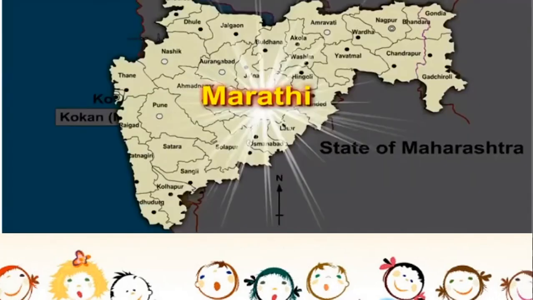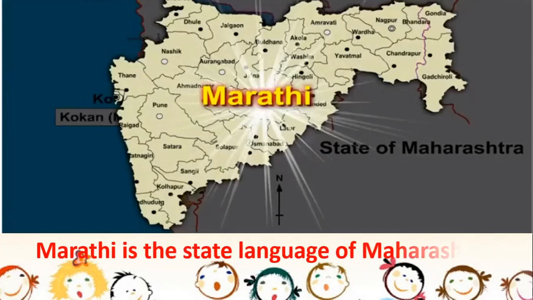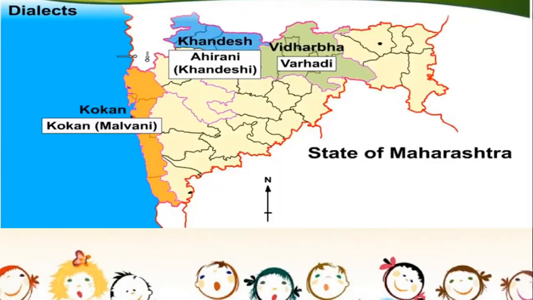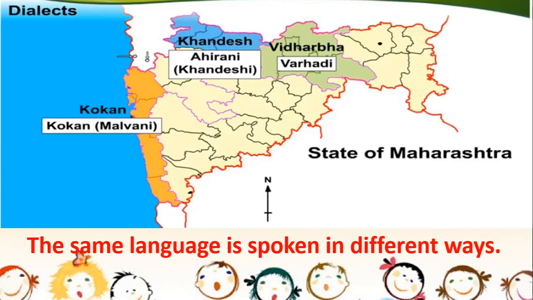Alright? So Marathi is the state language of Maharashtra. We all know, na? Marathi is the state language of Maharashtra. But Marathi also has different, you can say, dialects. Dialects means the way it is spoken. So one language can be spoken in different ways. So that is called the dialect of that particular language, isn't it?